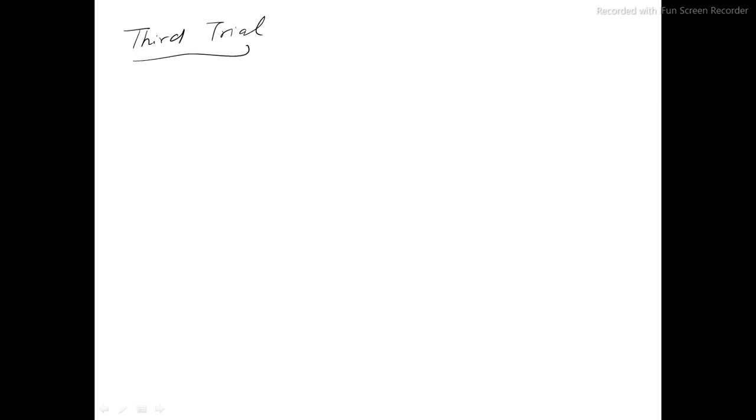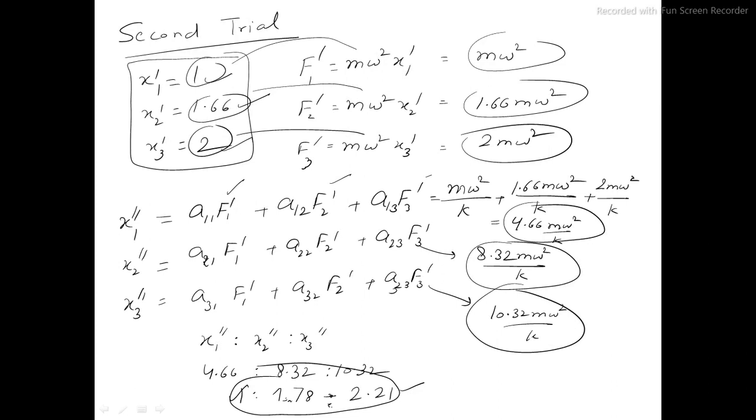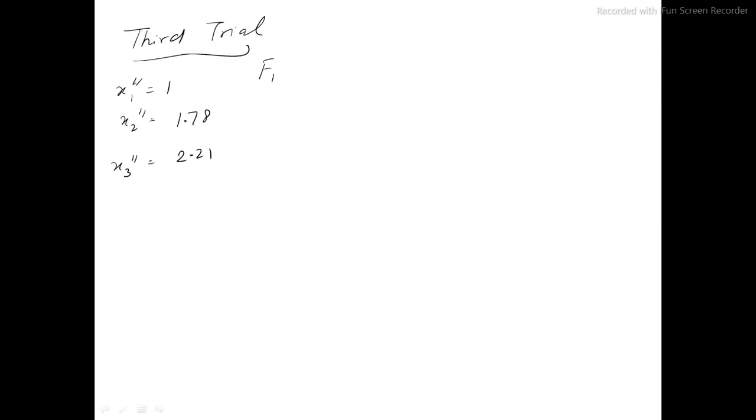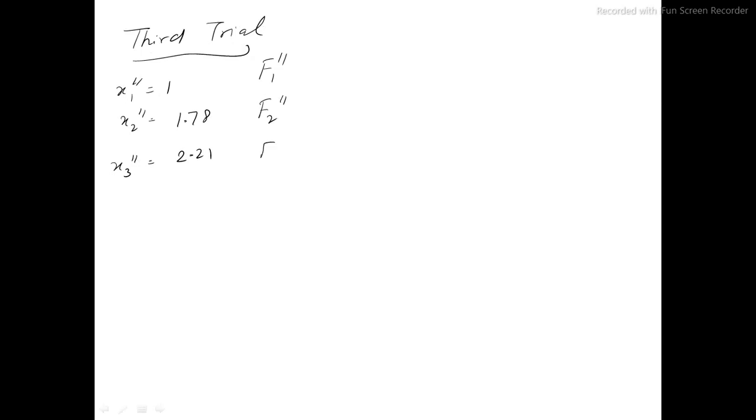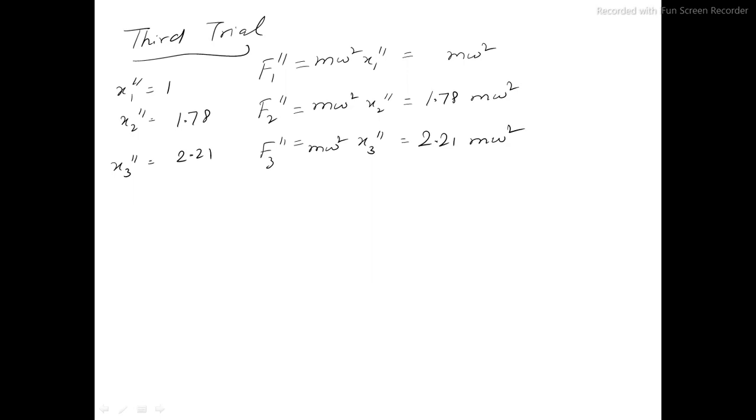So in the third trial, again the same steps: your x1 double dash is 1, x2 double dash is 1.78. We are taking these values from the second trial. So inertia loading, again F1. Here you will write F1 double dash because F1 dash you have done already. So we'll change the notation: F2 double dash, F3 double dash. So here you will find m omega square x1 double dash, m omega square x2 double dash, and m omega square x3 double dash. After putting the values, you will get m omega square and 1.78 m omega square and 2.21 m omega square. So again, a new deflection curve you will get: x1 triple dash, x2 triple dash, x3 triple dash.